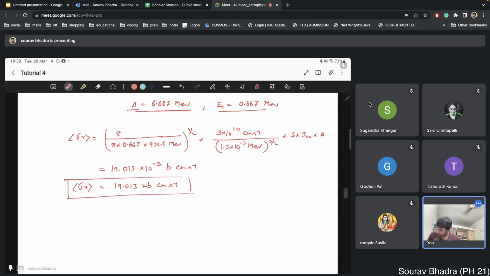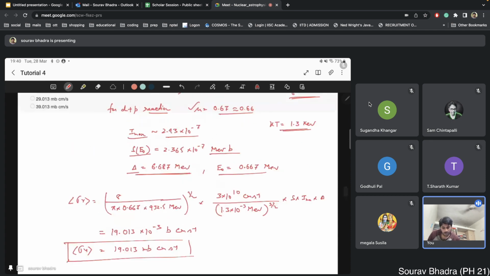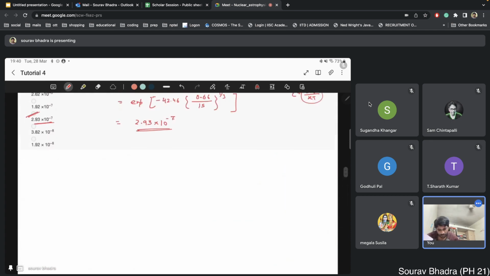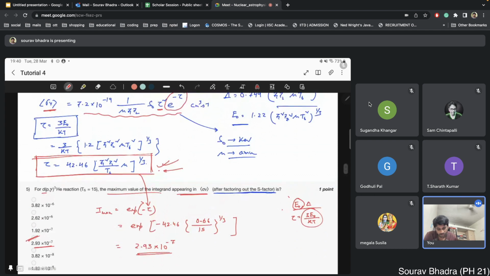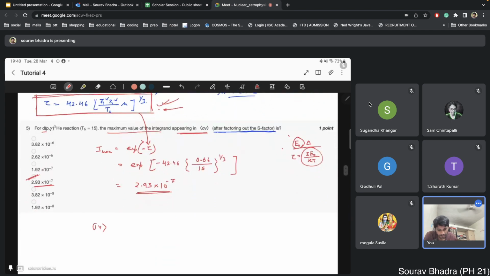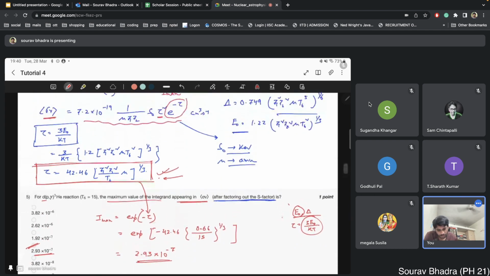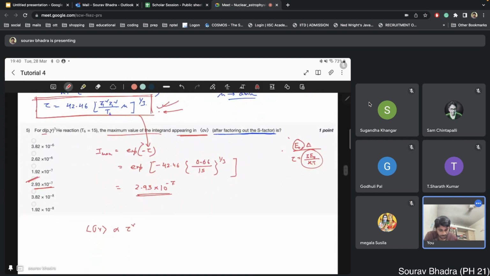Okay, so just a very simple thing. Here, in the previous step, I have calculated the tau, right? And sigma v, you can see, is proportional to tau squared e to the power minus tau. I am just saying proportional to, not using the other value. So sigma v is proportional to tau squared e to the power minus tau.